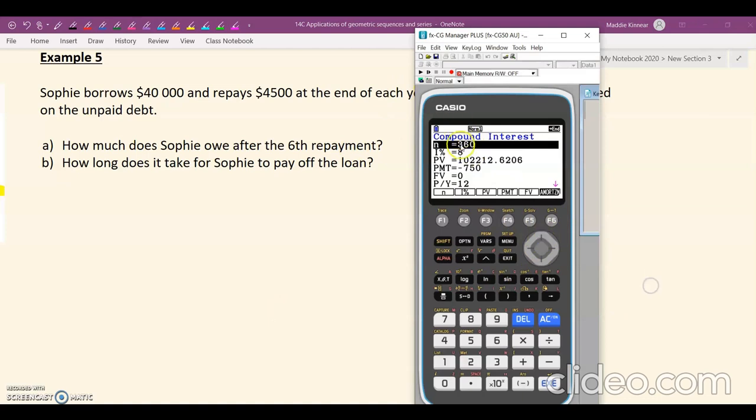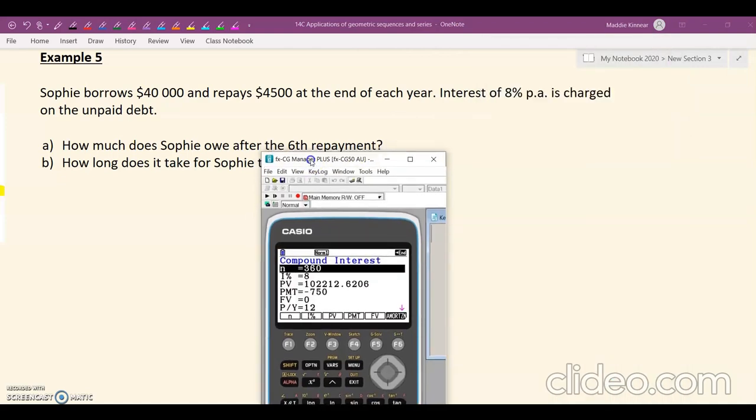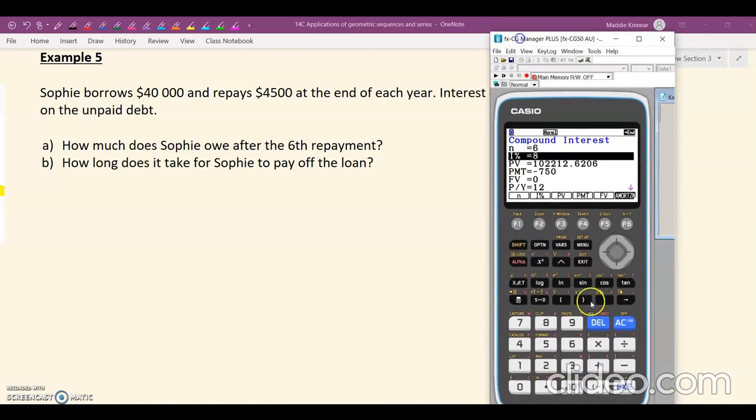Our n value is going to be the number of repayments. So this one we're looking at the 6th repayment. So we're going to let this equal to 6. We are then going to say our interest rate in this case was 8%. So we'll leave that on 8. The present value of the loan, well, she borrowed $40,000, so she actually has $40,000 in her account, so that's going to be positive $40,000.